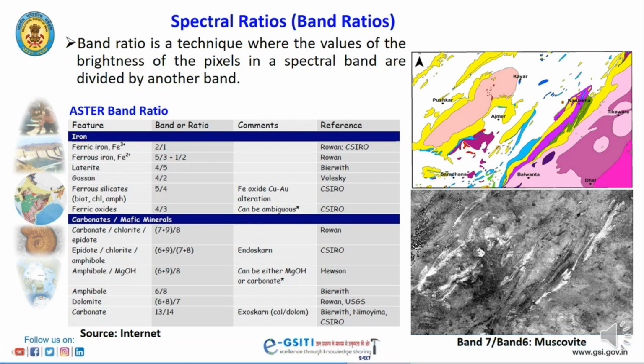This is the band ratio given for the ASTER. You can utilize these band ratios to identify different minerals, and this is the gray imagery of band ratio 7/6, where brighter pixels are showing presence of muscovite.